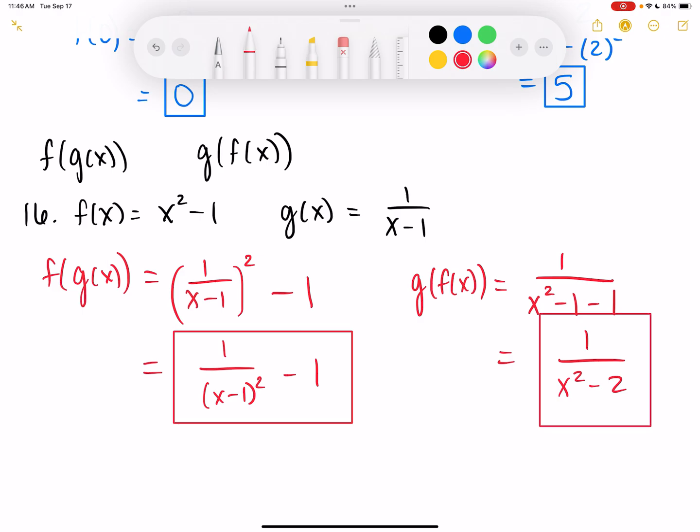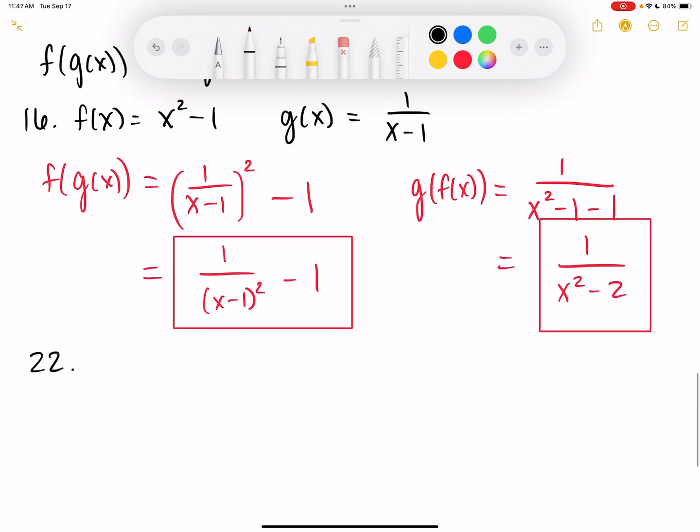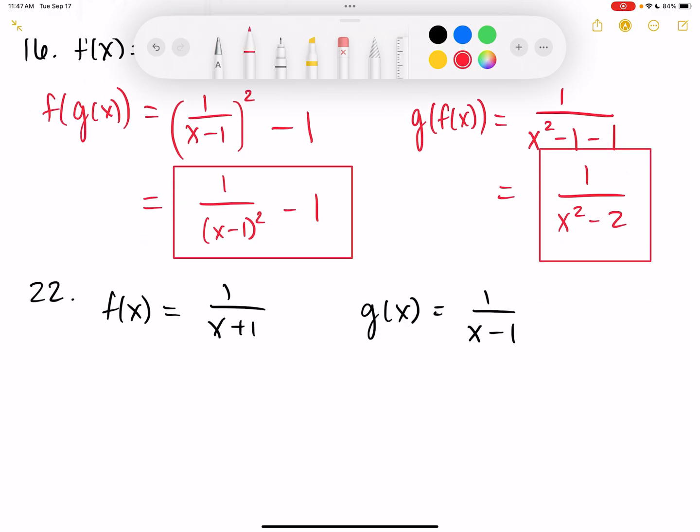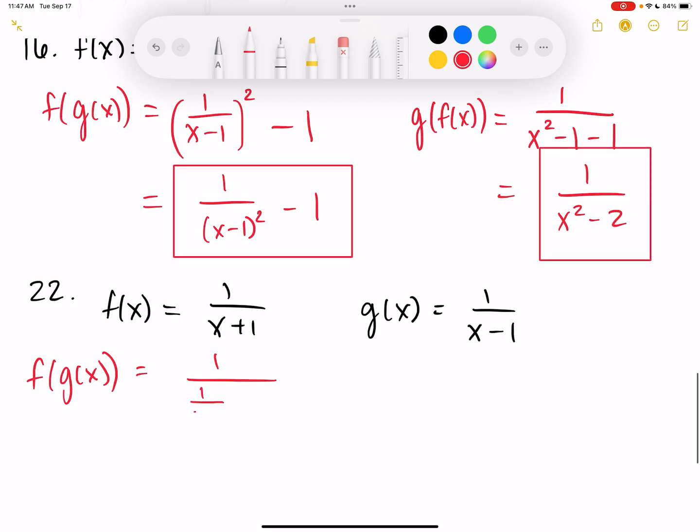Let's see, 22, same instructions. f of x equals 1 over x plus 1. g of x equals 1 over x minus 1. So f of g of x, I get 1 over, that x becomes 1 over x minus 1, and then the plus 1 over here.